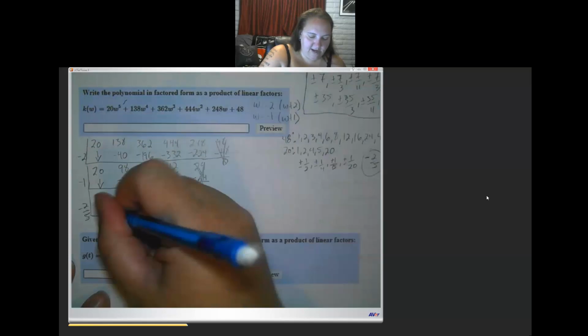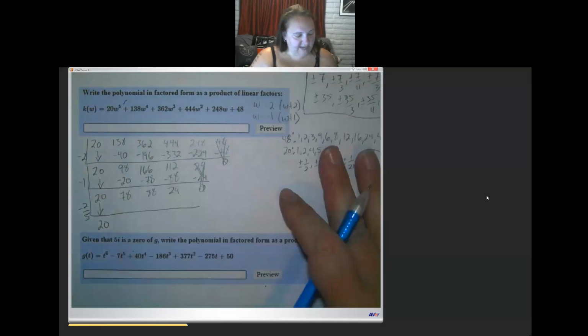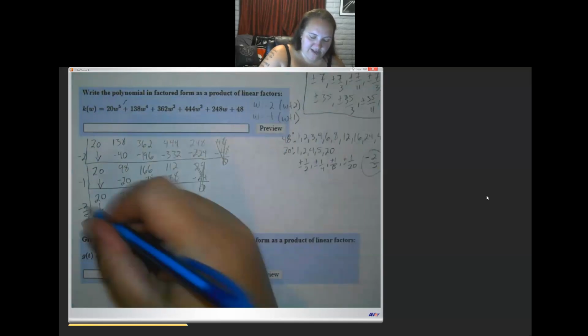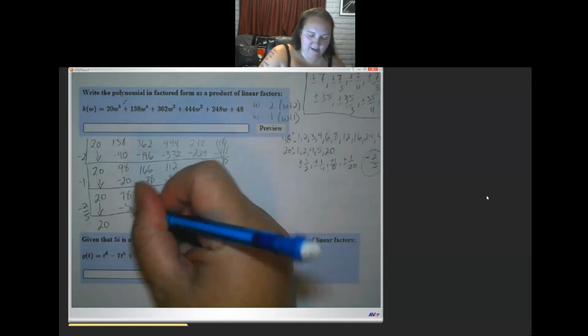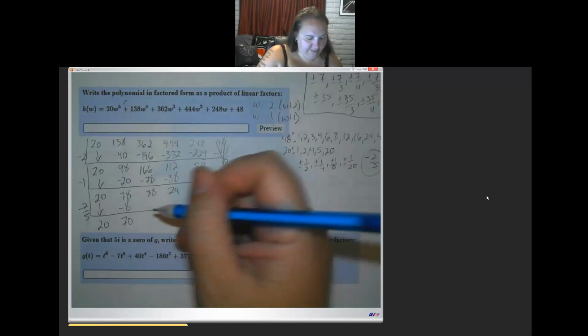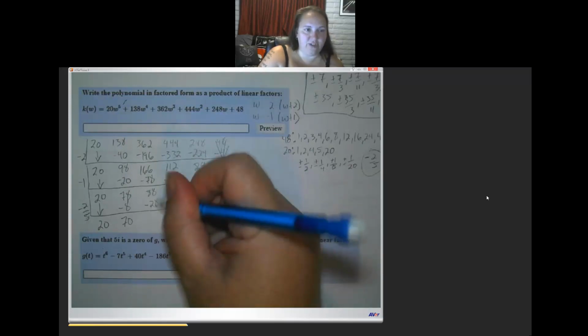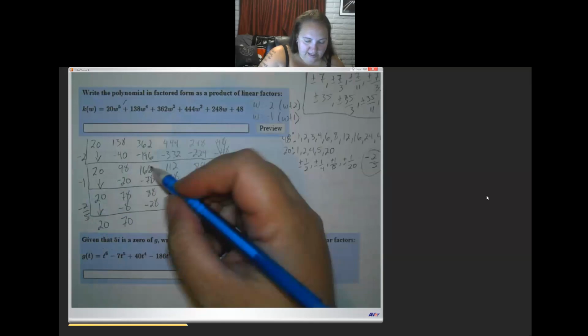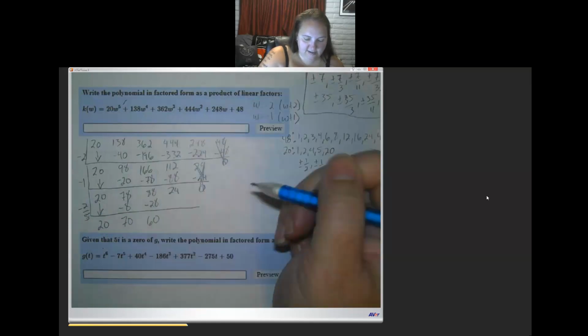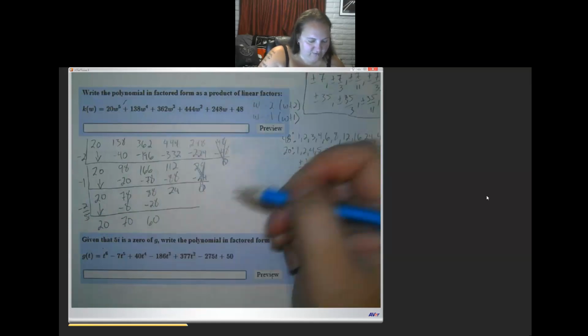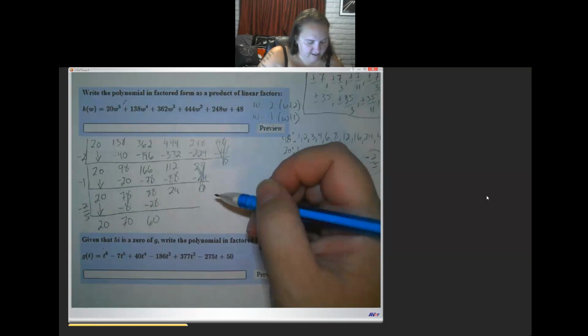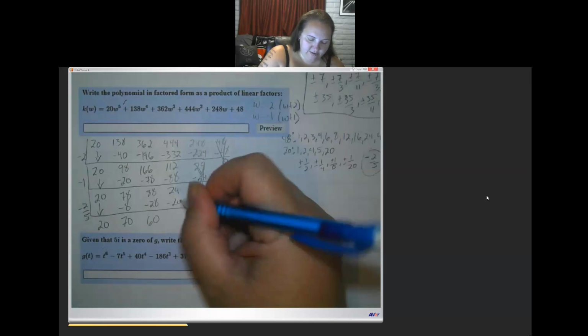Bring down the 20. 20 times 2/5. Well, 20 times 2 is 40 divided by 5, so that's 8. Then that would be 70. 70 times 2/5 would be a negative 28. That's a negative 2/5. And then 60. 60 times a negative 2/5 is a negative 24. There we go. 0.